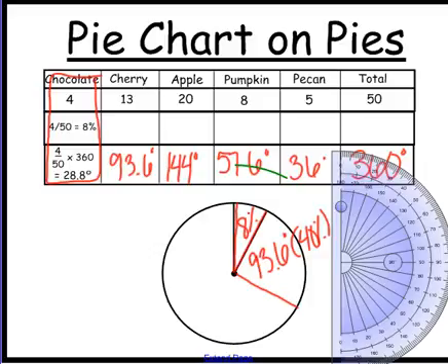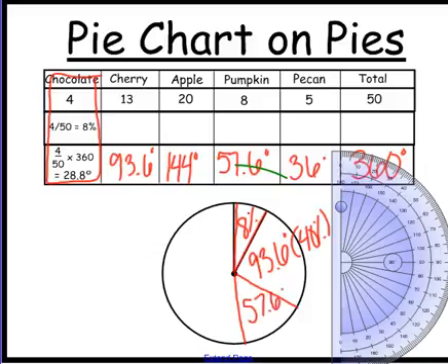Okay, and then we're going to do pumpkin. Pumpkin's about 57.6 degrees. So that's a little bit more than half of a 90-degree angle. So if we think about that, sure, that looks about good to me. So that was pumpkin, 57.6 degrees.